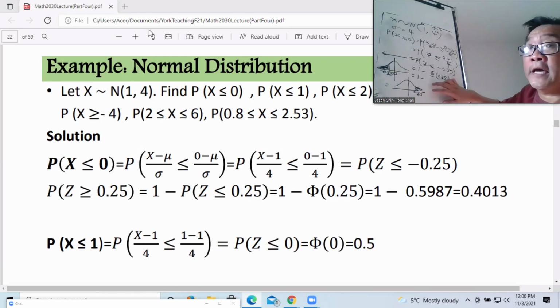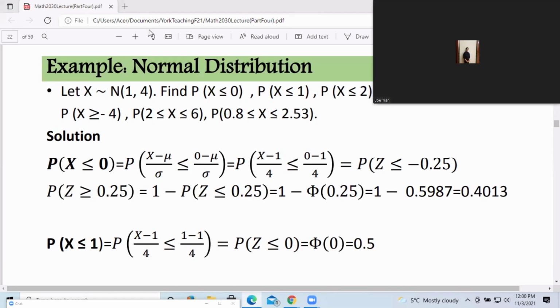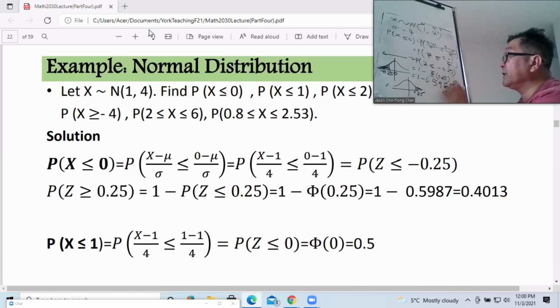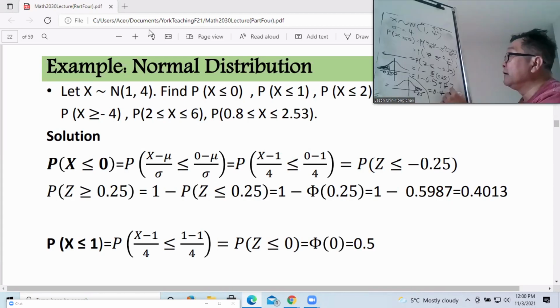Can you help me get this value? 0.25. 0.5987. 0.5987, yes or no? Yeah. So 0.4013. Okay. Thank you.